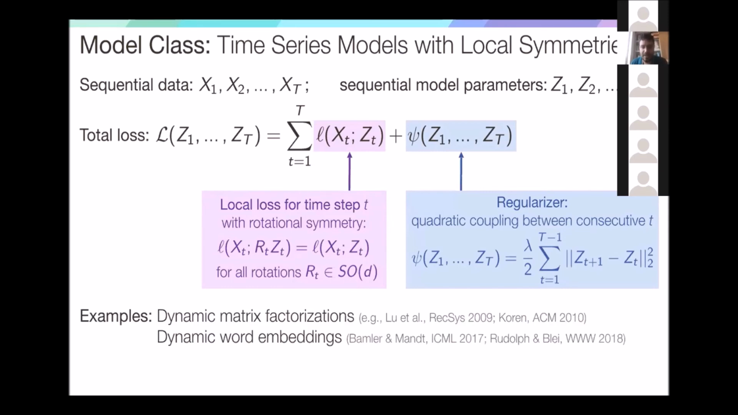Yeah, and there are many examples. You've just seen one example, dynamic word embeddings, but you can also extend matrix factorizations to sequential setups. For example, if you make sequential movie recommendations, this is a pretty natural setup.